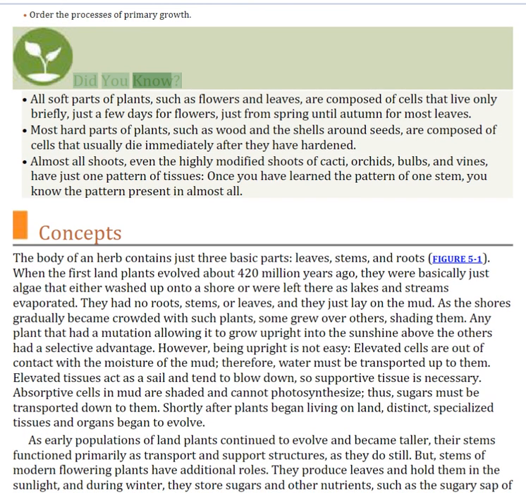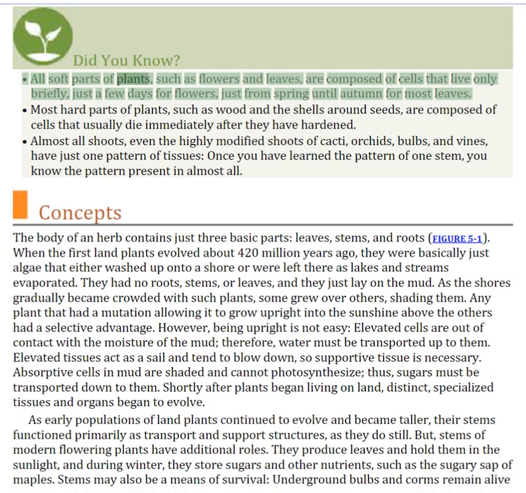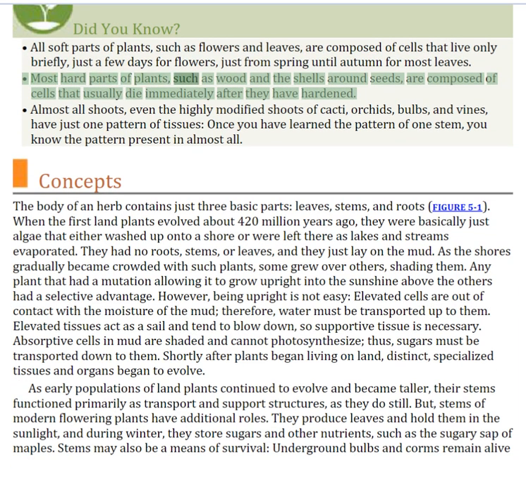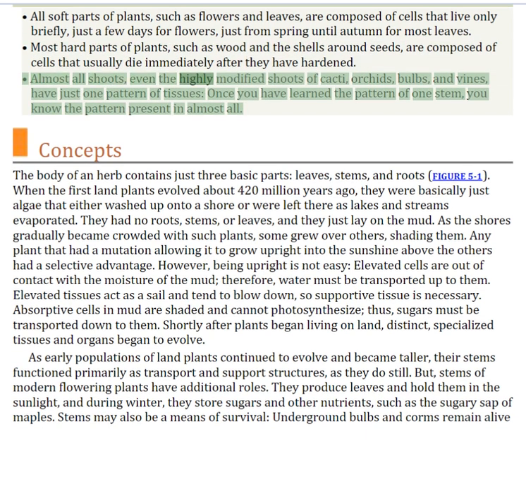Did you know? All soft parts of plants, such as flowers and leaves, are composed of cells that live only briefly, just a few days for flowers, just from spring until autumn for most leaves. Most hard parts of plants, such as wood and the shells around seeds, are composed of cells that usually die immediately after they have hardened. Almost all shoots, even the highly modified shoots of cacti, orchids, bulbs, and vines, have just one pattern of tissues. Once you have learned the pattern of one stem, you know the pattern present in almost all.